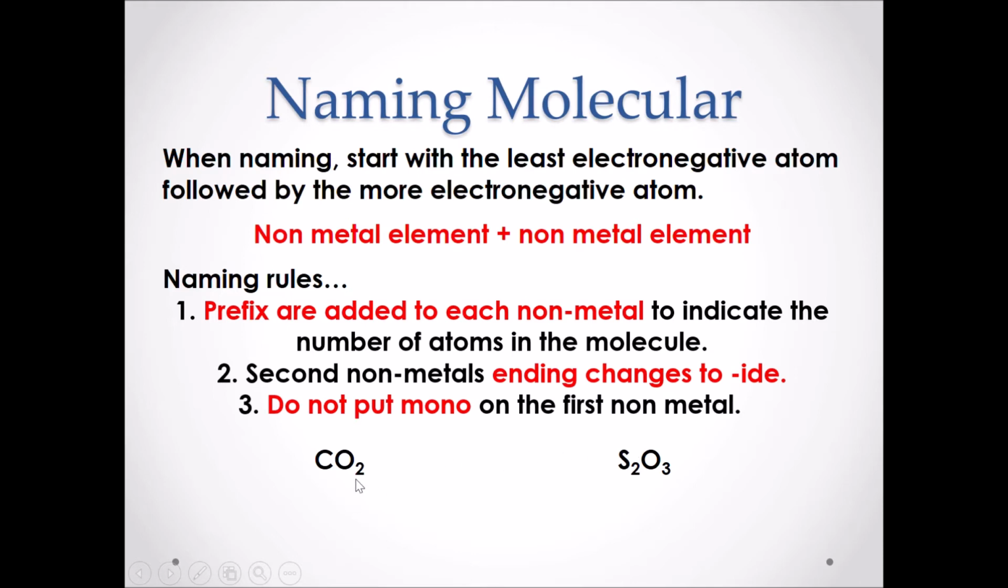Our examples, we can see CO2. Therefore, it would be carbon dioxide. Remember, we do not put mono on the first non-metal. And in our second example, we have S2O3, which would be disulfur trioxide. Notice how we are using prefixes when we name molecular substances.